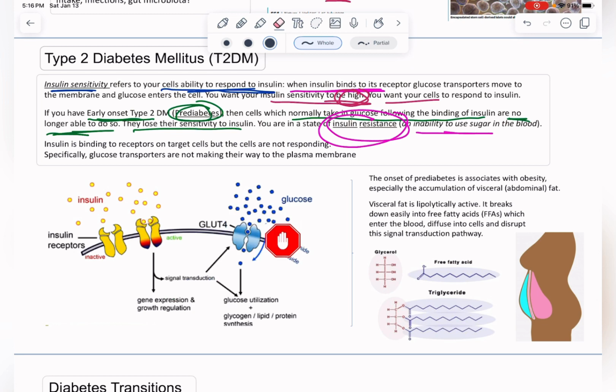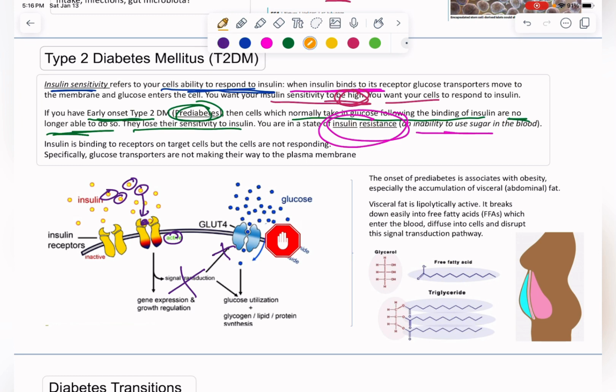So what happens in this instance? If you have insulin resistance, then you still have insulin in the blood. The pancreas is still releasing insulin in response to high blood sugar. That insulin is still binding to the receptor. The receptor activates, but what happens is that your signal transduction pathway is messed up. And so these GLUT4 transporters are no longer able to make it to the plasma membrane, and glucose is no longer able to make it into the cell.